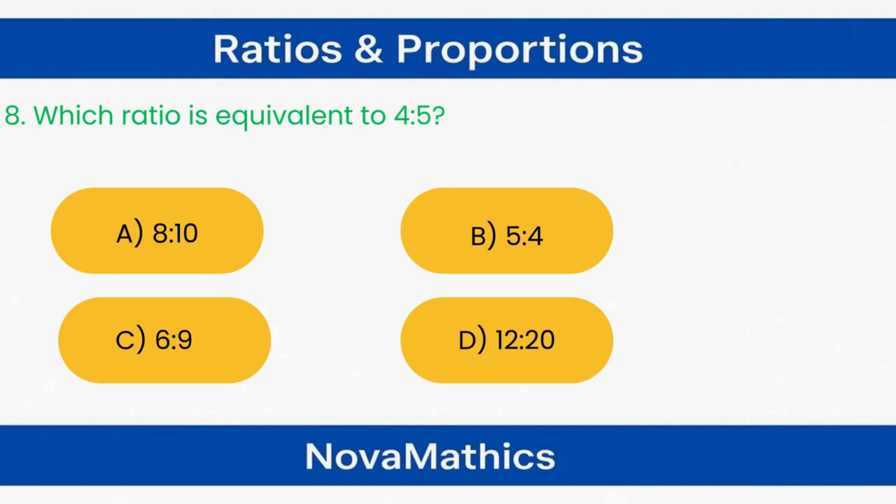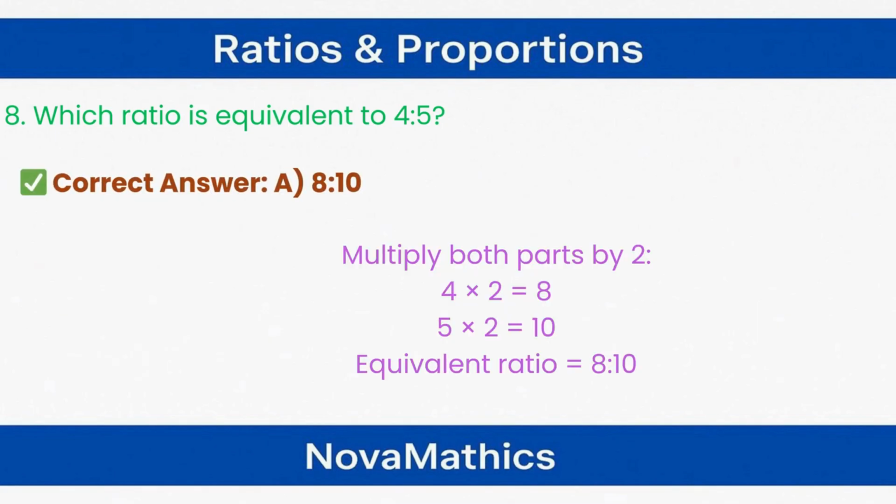8. Which ratio is equivalent to 4 to 5? Multiply 4 and 5 by 2 to keep the same ratio. 8 to 10.